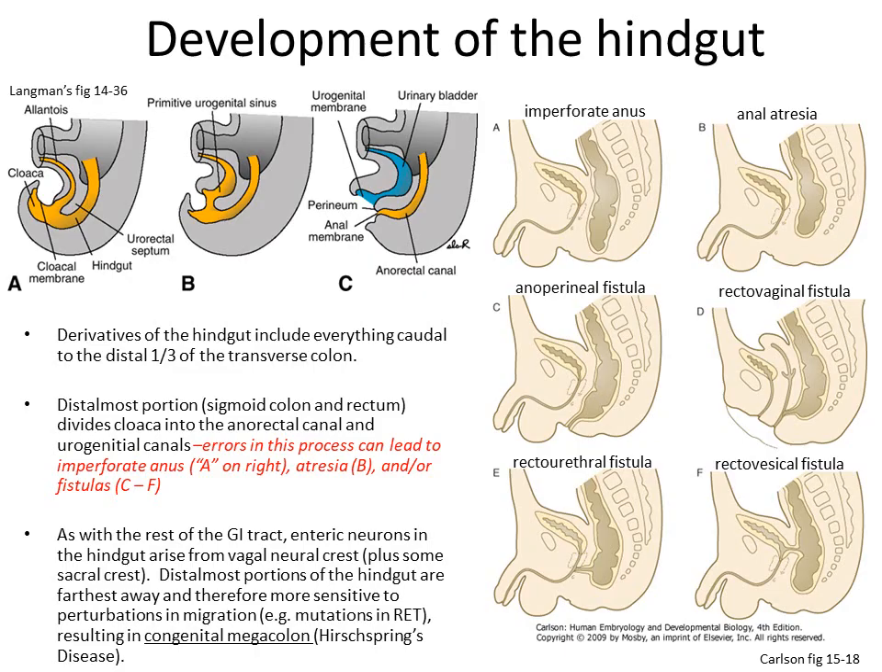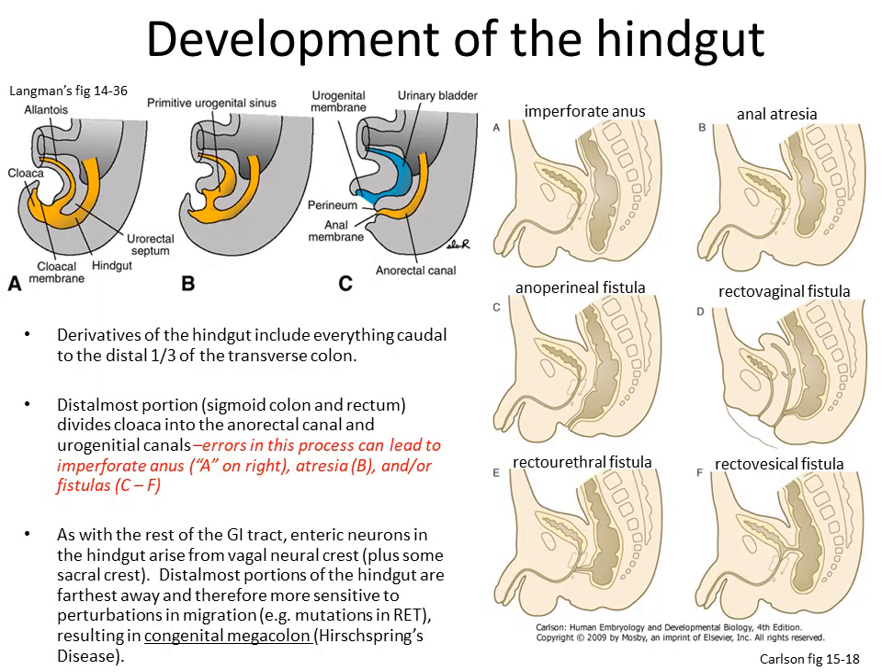Development of the hindgut. Derivatives of the hindgut include everything caudal to the distal one third of the transverse colon, the distalmost portion of the sigmoid colon, and the rectum, dividing into the cloaca, rectal canal and urogenital canals. You can see here the cloacal membrane and urogenital septum. This is the formation of the hindgut, and the cloacal membrane divides into the rectal canal and the urinary bladder anteriorly. Errors in this process lead to imperforate anus.